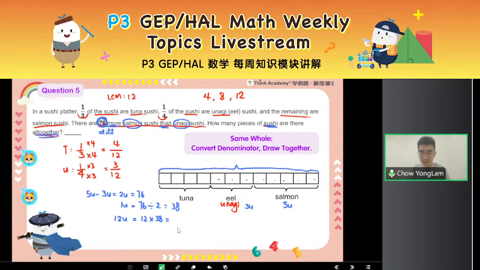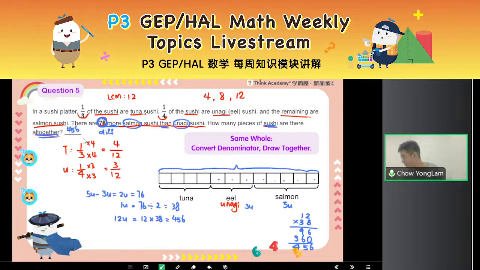Now this is a bit rough, right? You just need to do your vertical multiplication carefully. Right, 12 times 8, 96. 12 times 3, 36. But remember, it's 30. So put a 0 first, and 36. Then add them up, it's 456. Right, so the answer is 456. That's it. That's how you get it. Okay?